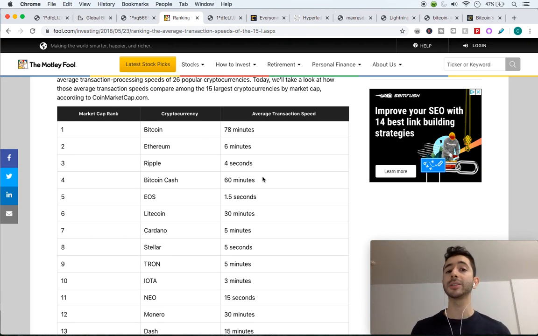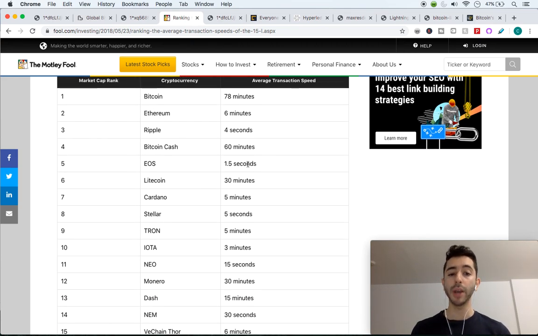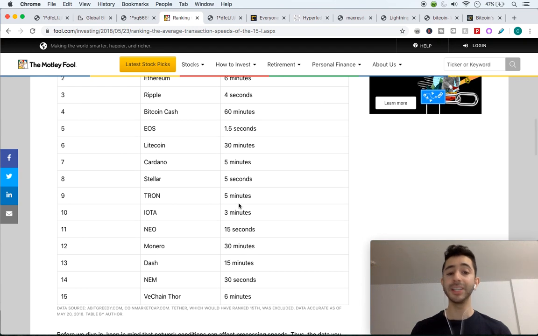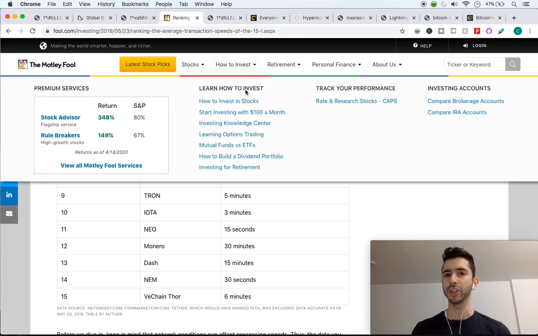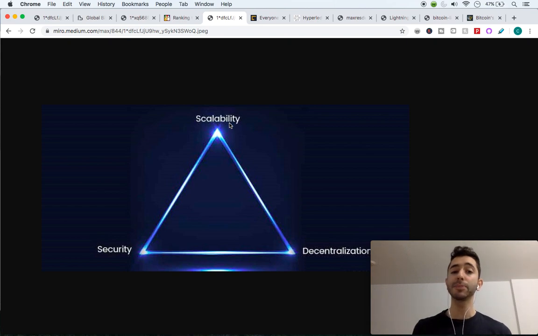But you will notice there are cryptocurrencies that are very fast. You see Ripple, it's 4 seconds. You see EOS, 1.5 seconds. You see NEO, 15 seconds. And these are very fast. So did they solve the blockchain trilemma? And the answer is no. Moving back to our chart, these projects have chosen scalability and security and sacrificed some decentralization.